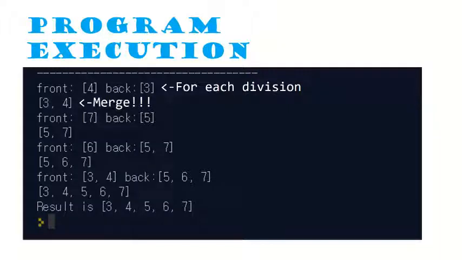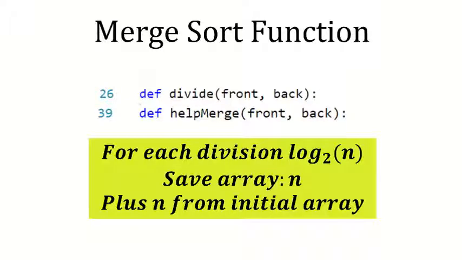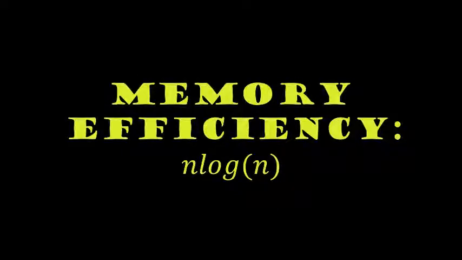You can also see that in program execution. For each division, which is log n, there are n operations. What about memory efficiency? Out of n inputs, the call stack will need to store n elements for the merge helper function. This will be as many as log n because the merge helper is called by division. Plus, there is the initial memory size, which is n for n inputs. So the memory efficiency is n log n.